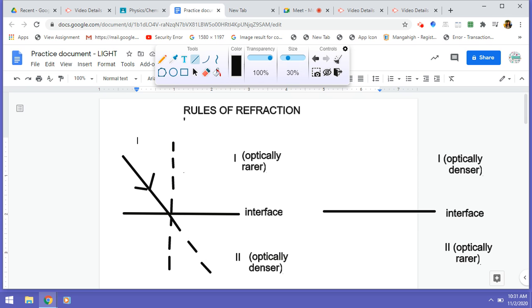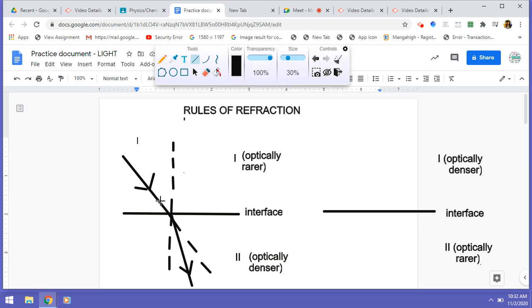But the rule is that when the ray of light is falling obliquely on the boundary between the two media, and if it is going from optically rarer to optically denser medium, then it is going to bend. And how is it going to bend? It is going to bend towards the normal. So this is how it is going to bend.